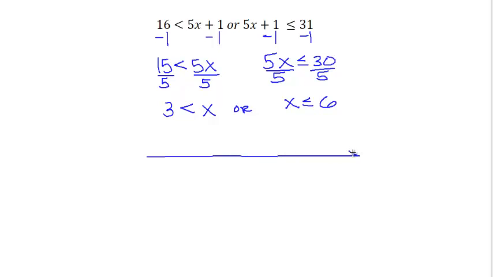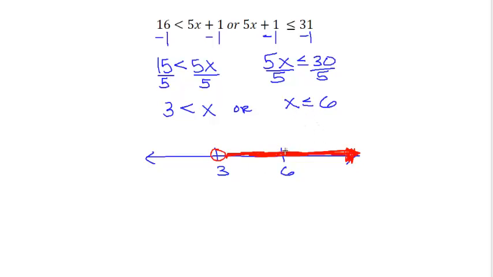Let's get that on a graph. There's 3, there is 6. Okay, so let's do this first part. Don't include 3, but we want all the numbers bigger than that. That's looking strange, isn't it? We just went through 6. All right, let's do the other one now.